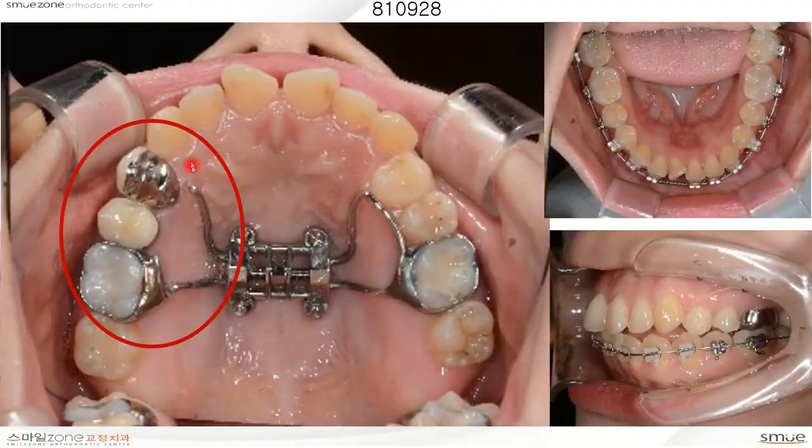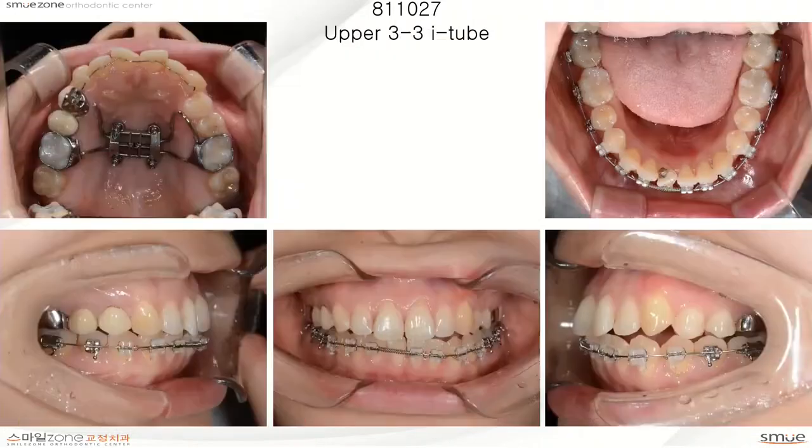So I cut the wire on this side, but I remain this one, and this one is remained as a retainer while during the bone formation.